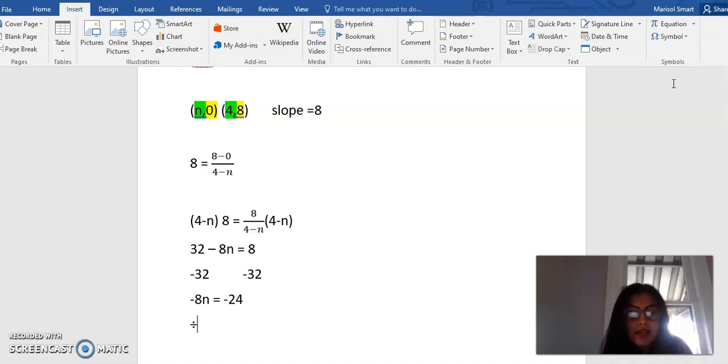Okay, we're going to divide by negative 8. And what we do on one side, we have to do on the other. Okay, so negative 8 divided by negative 8 is positive 1, so we're left with n equals negative 24 divided by negative 8, which is 3. So n is 3.